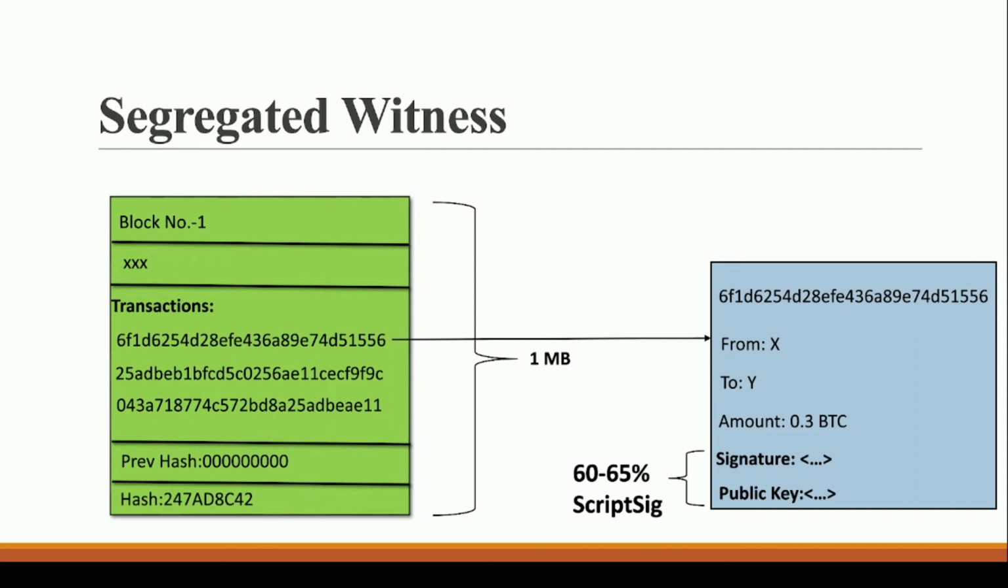So the blockchain community decided something. Instead of having this 60 to 65% of space, this thing is called SigWit, as in segregated witness. SigWit is segregated witness, because these are the witnesses that are doing this transaction. And the blockchain community thought, why not remove this thing, and send it separately? Let's not send this 60 to 65% script sig within this block. Instead, why not send it separately?